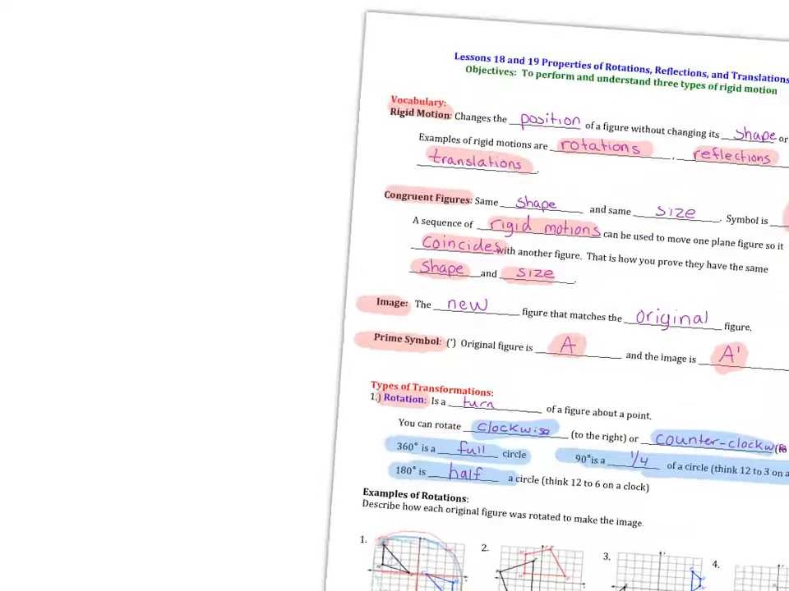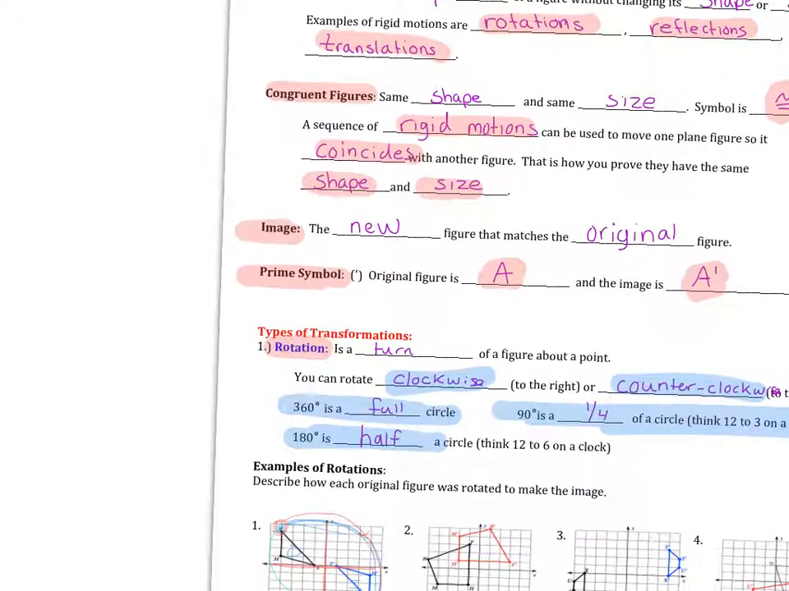Okay, we'll move on to example 2. First thing you want to do is label which one is the image and which one is the original. So I see the prime marks up here on B and F, so that means this is the image. This was the second figure, and the one here in black was our original. So now, figure out how we rotated.